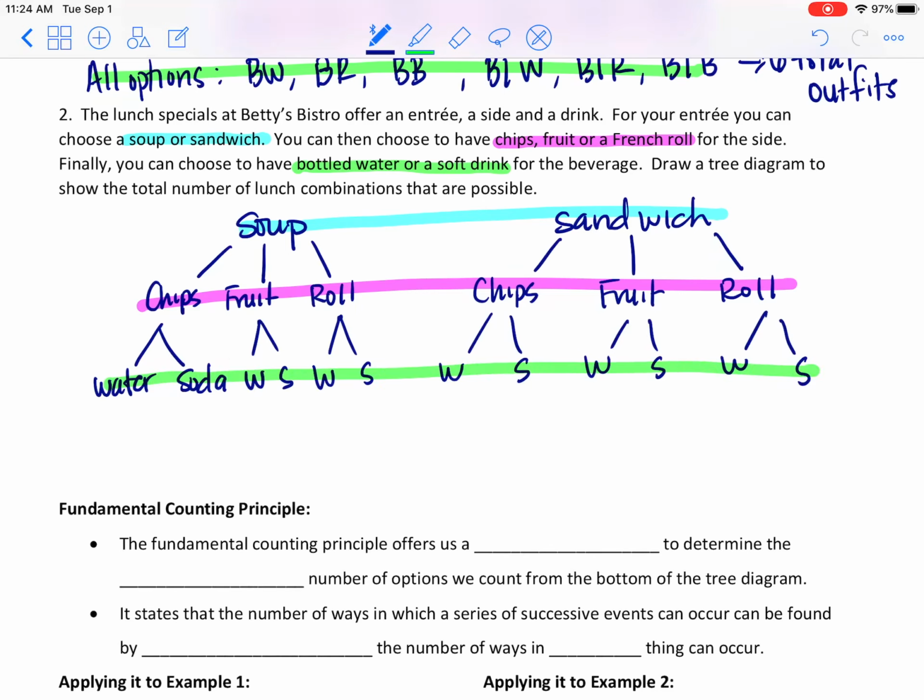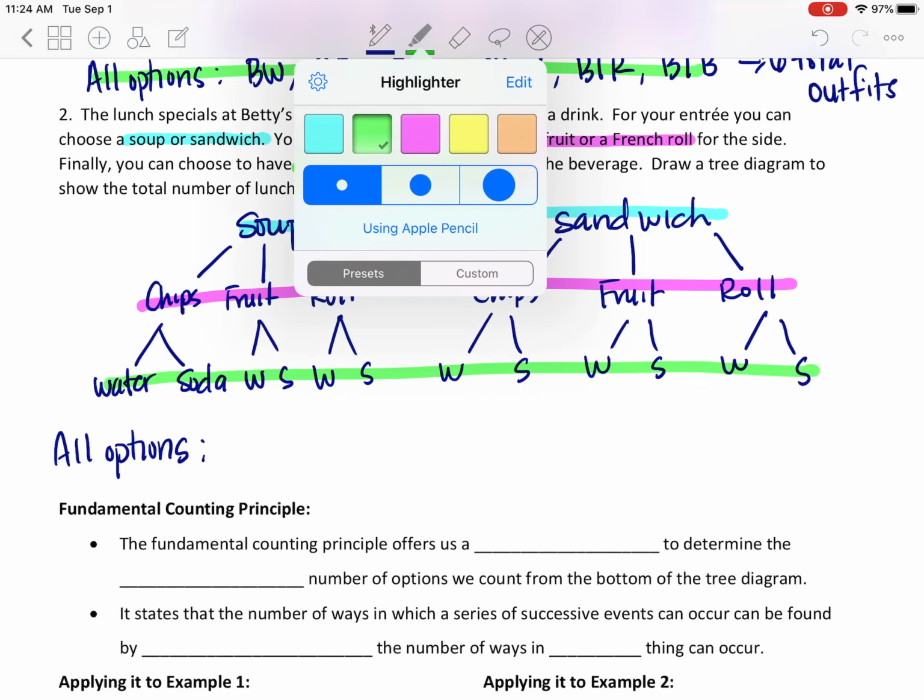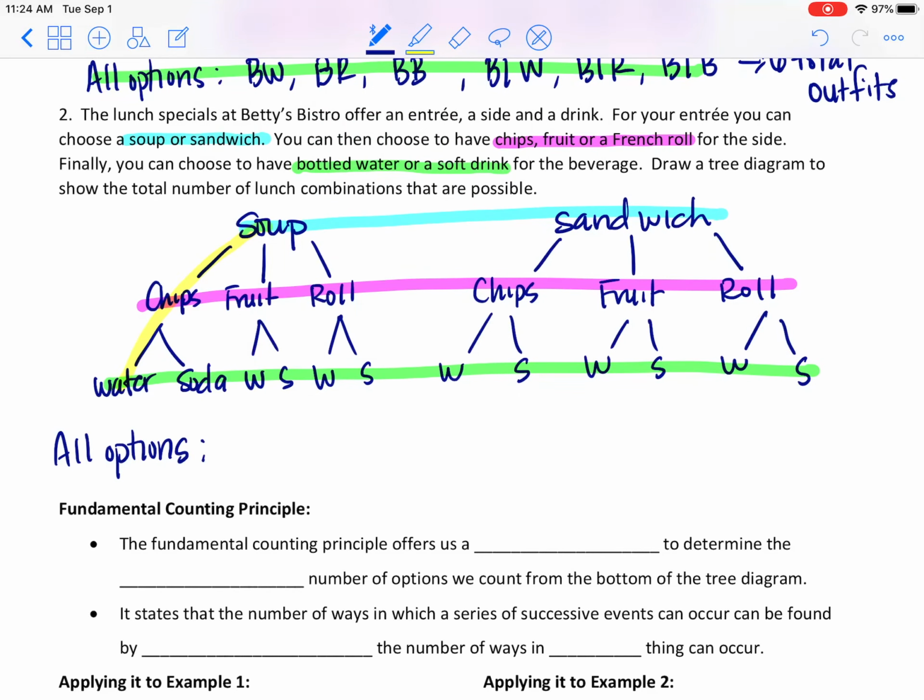So what are all of my options? Okay, all the options. First, I could have had, let's see, soup with chips and a water. So soup, chips, water. Or I could have had soup, chips, soda. Okay, and these are just abbreviations to make our life a little easier here, right? Or we could have had soup, fruit, water, or soup, fruit, soda. Or I could have had soup, roll, water, soup, roll, soda.